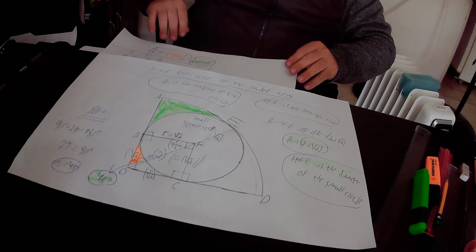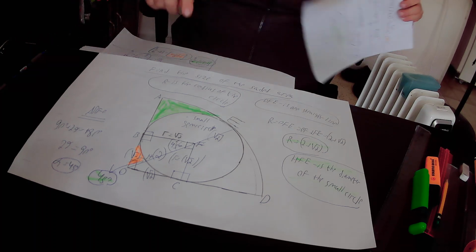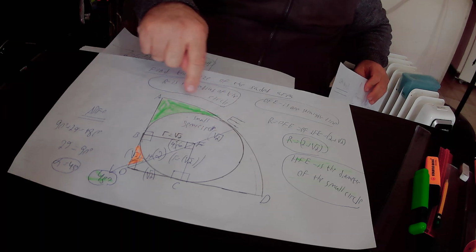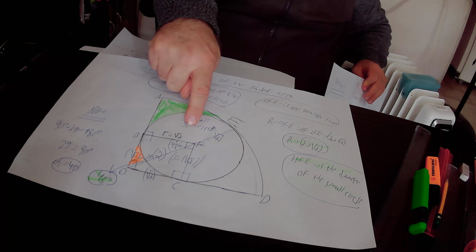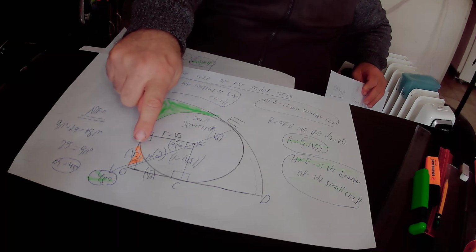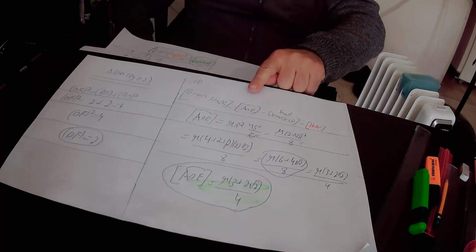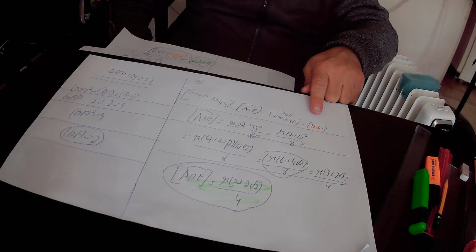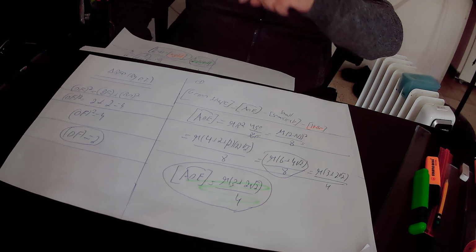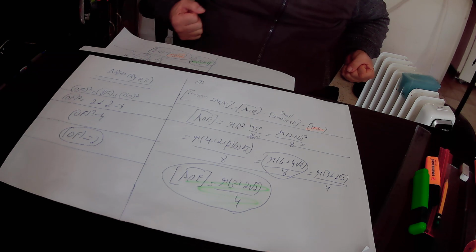I repeat again that the area of the green shape equals the area of the big sector AOE minus the area of this small semicircle minus the area of this orange shape HBO. In total, the area of the green shape is equal to the area of the big sector AOE minus the area of the small semicircle minus the area of the orange shape HBO. What is the area of the big sector AOE? The area of any sector equals the area of the circle that contains the sector.